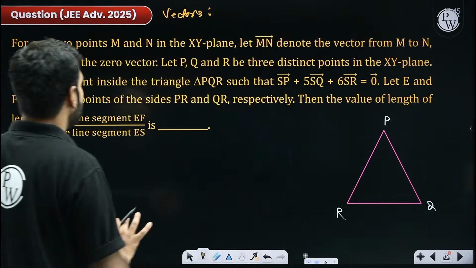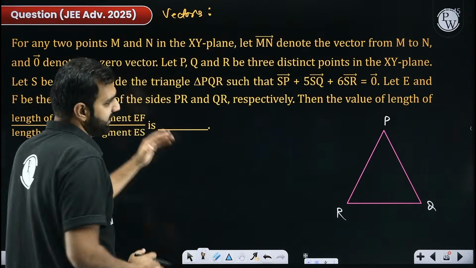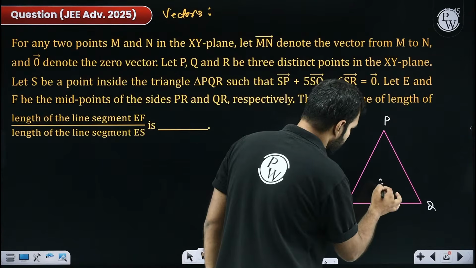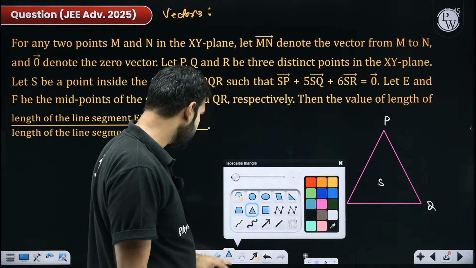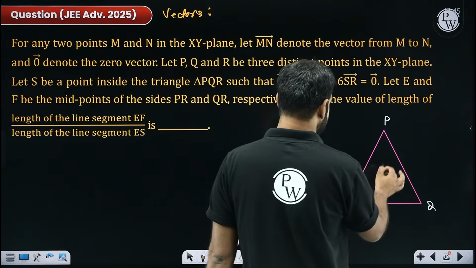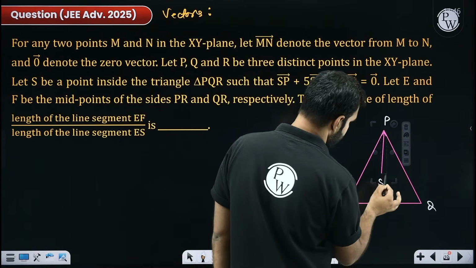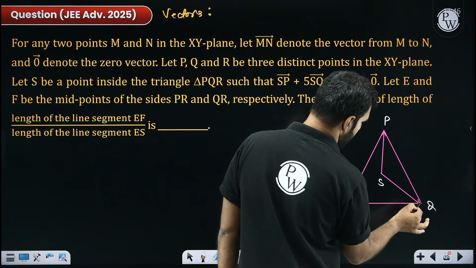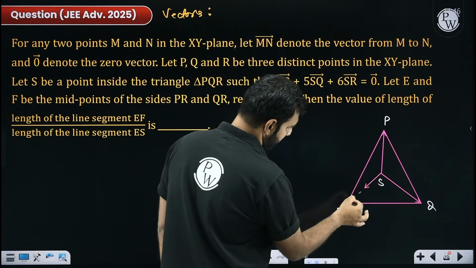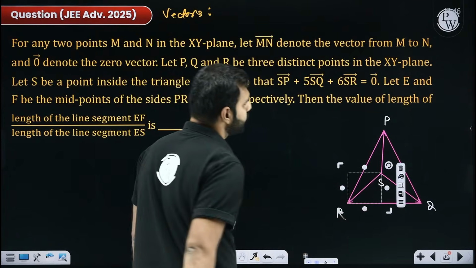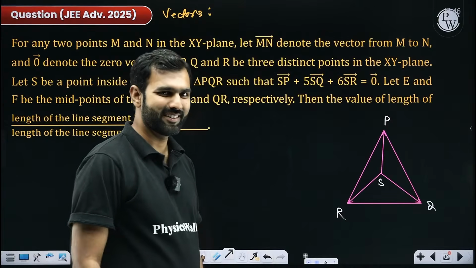Now, when I focus on this question, P, Q, R are three distinct points in the XY plane. S is a point inside this triangle. So in this triangle, there is a point S, such that SP, let's say this is your SP, plus 5 times SQ, plus 6 times SR. I hope you are getting it. This summation is given as 0. Great. The approach is easy.